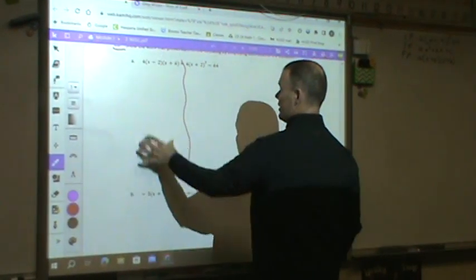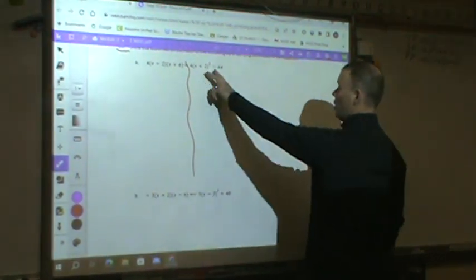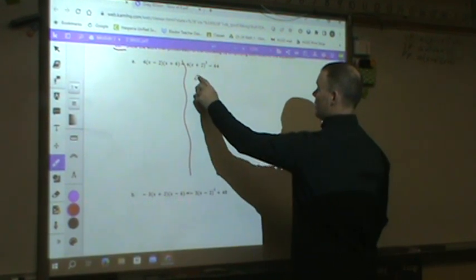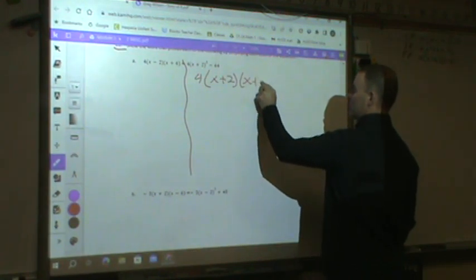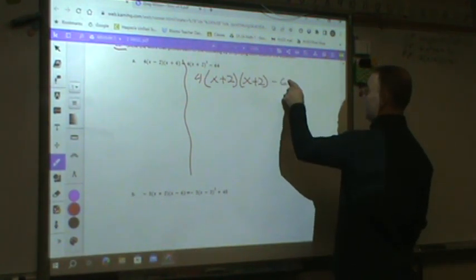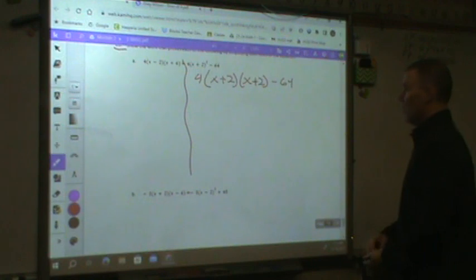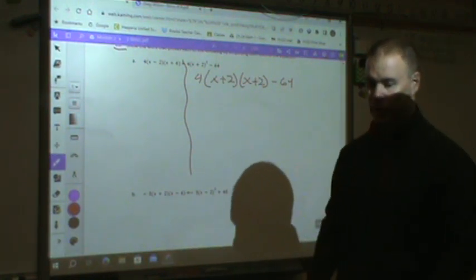So you're going to manipulate this side, which is multiply. You're going to manipulate this side, and I'll give you a little hint. 4 times x plus 2 times x plus 2 is how you should write that, minus 64. That gives you a start, right? And they both should be equal to each other. So there you go.